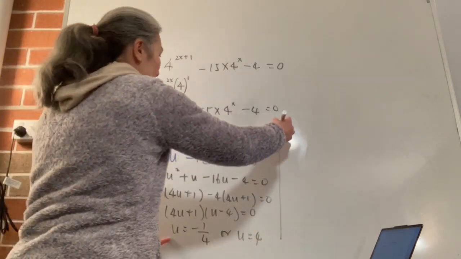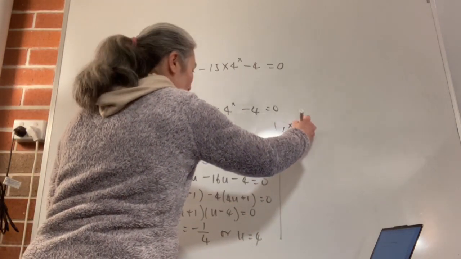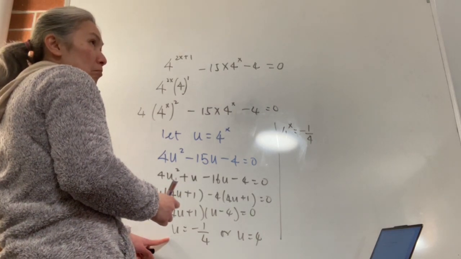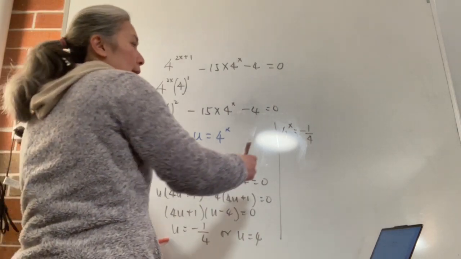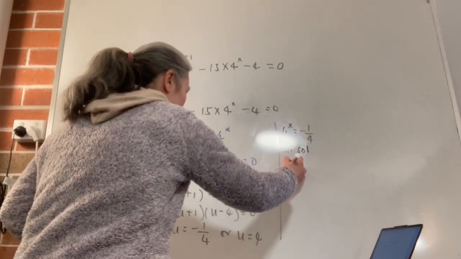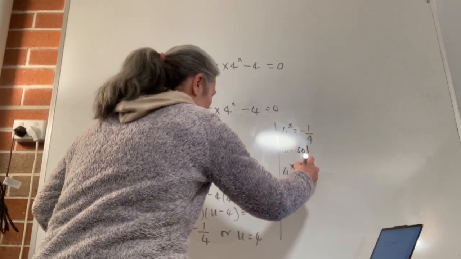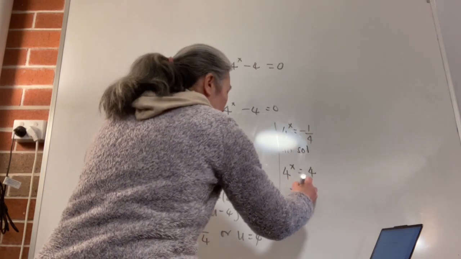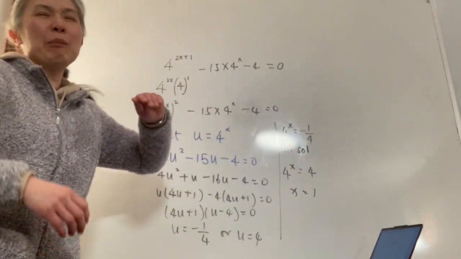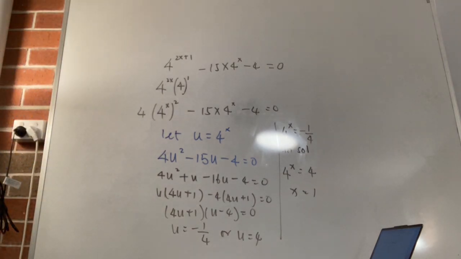Then you bring it back: 4 to the power x equal to minus a quarter, there's no solutions for this one. Okay, and the other one is 4 to the power x equal to 4, so that means x equal to 1. Because 4 to the power anything cannot be a negative number. So no solution on that one, but there's one. Oh, good.